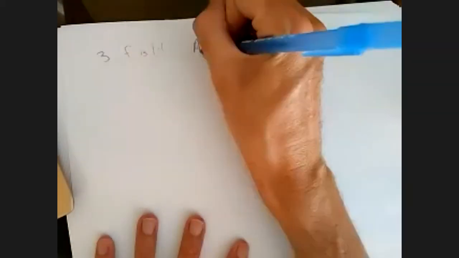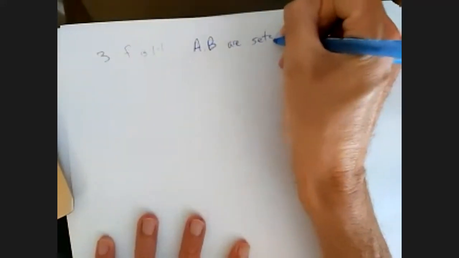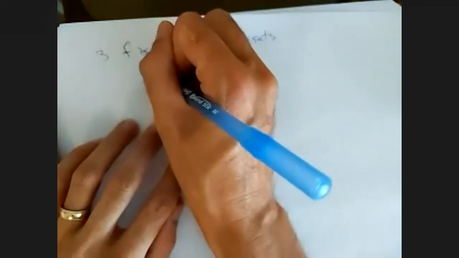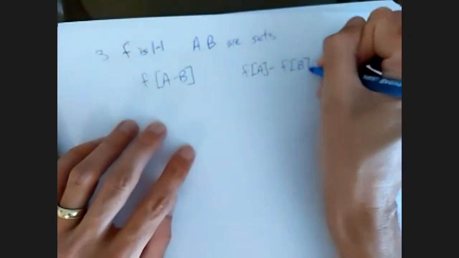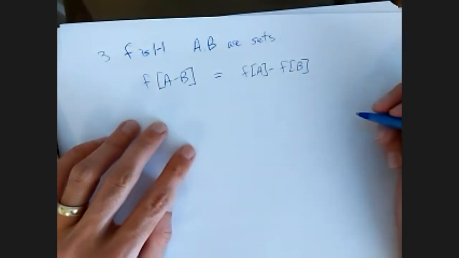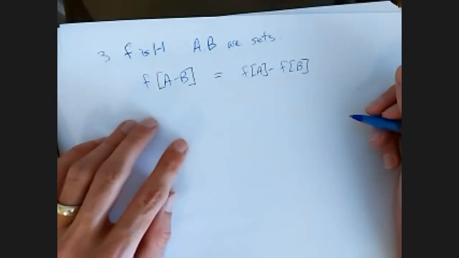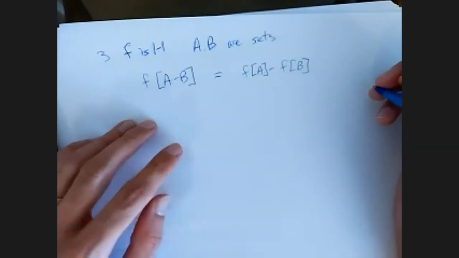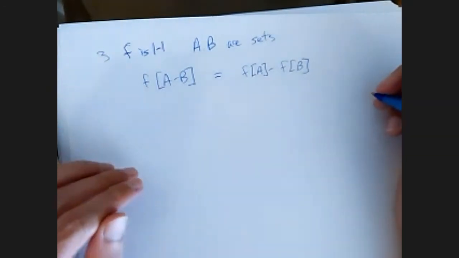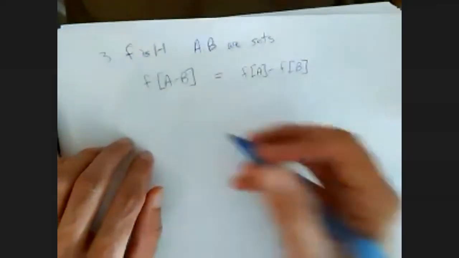F is 1 to 1. A and B are sets. Again, F is 1 to 1. A and B are sets. We're showing that F of A minus B is the same as F of A minus F of B. And then I asked you, is this still true if F is not 1 to 1? If at some point during your proof you use the fact that F is 1 to 1, then you would probably answer that it's not true if F is not 1 to 1. That's what I was looking for.